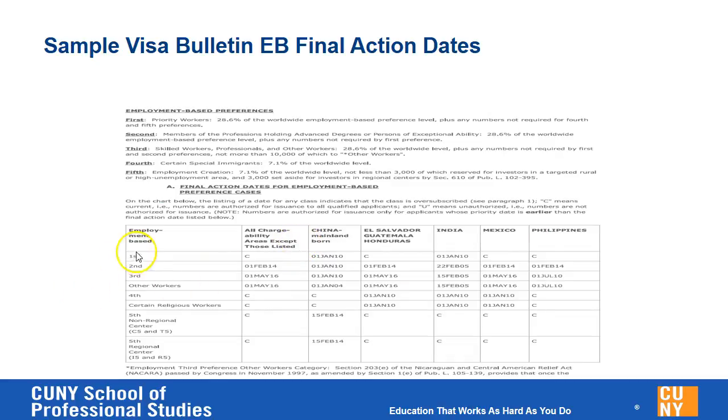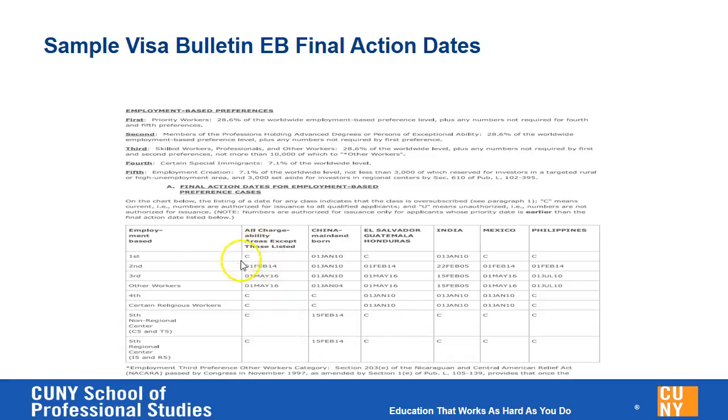So if someone is in the second preference from all chargeability areas, meaning from most of the world, they can apply for an immigrant visa or adjustment if their priority date is earlier than February 1st, 2014. If, however, they are from India in the second preference, they must have a priority date before February 22nd, 2005. This is already more than 10 years of waiting. And you see this is mostly because of the per-country limitation.